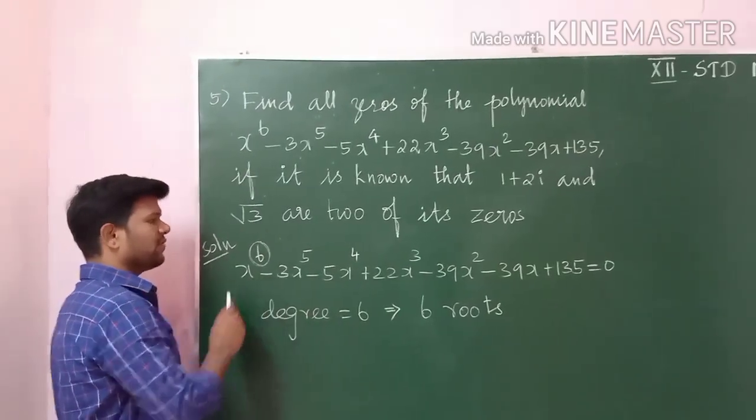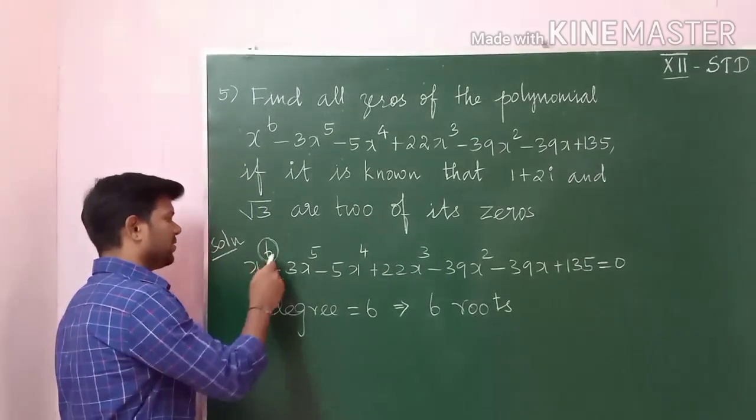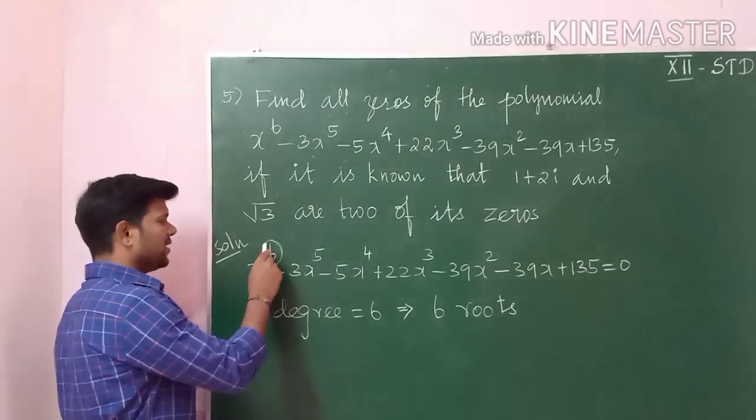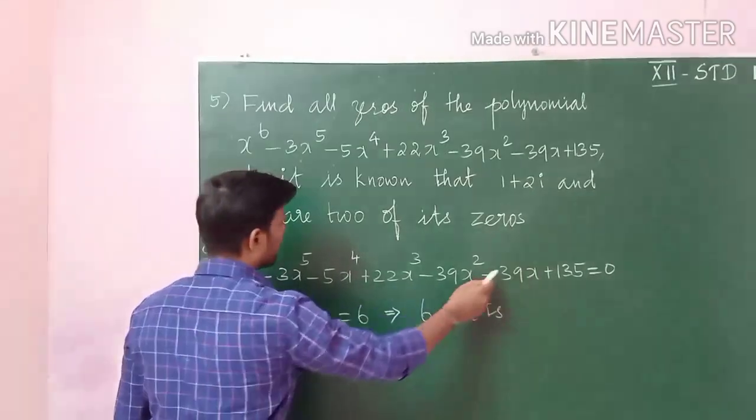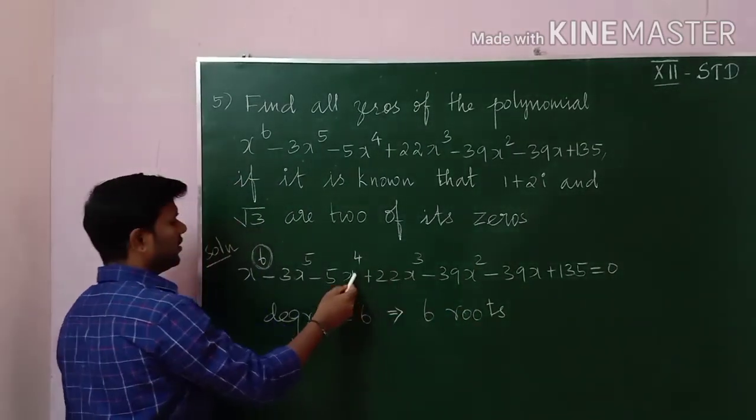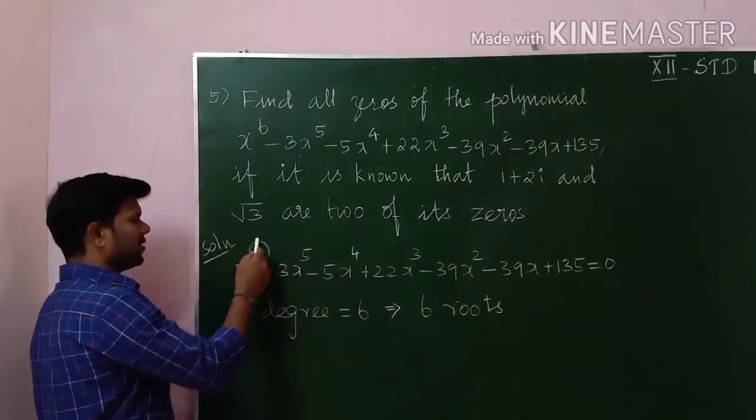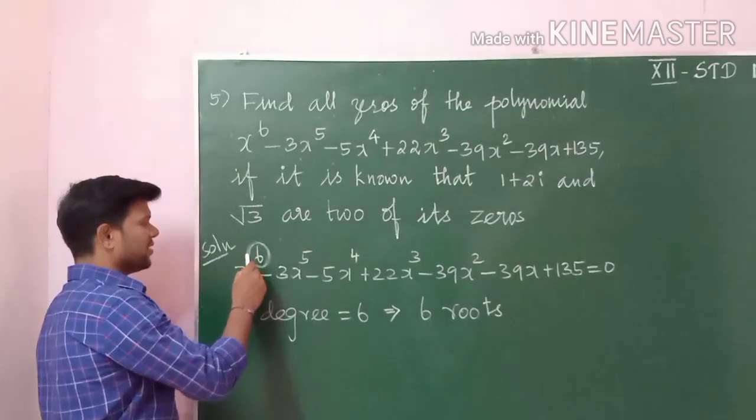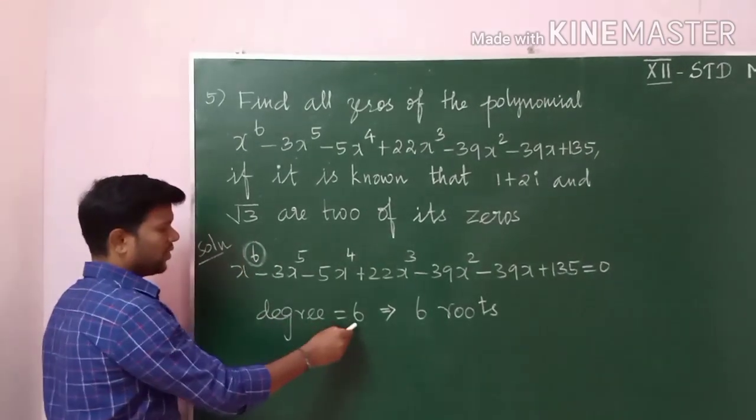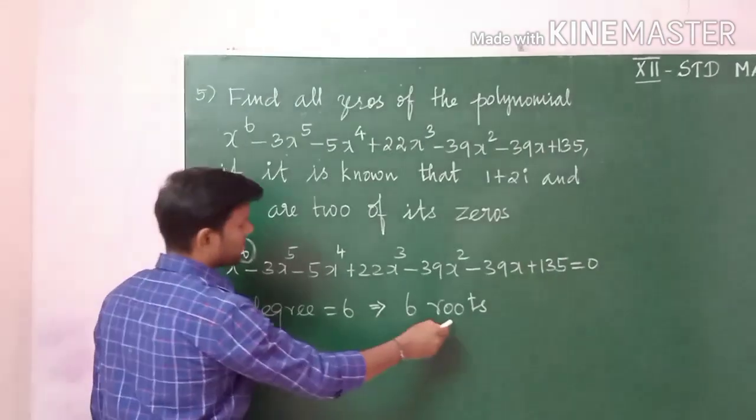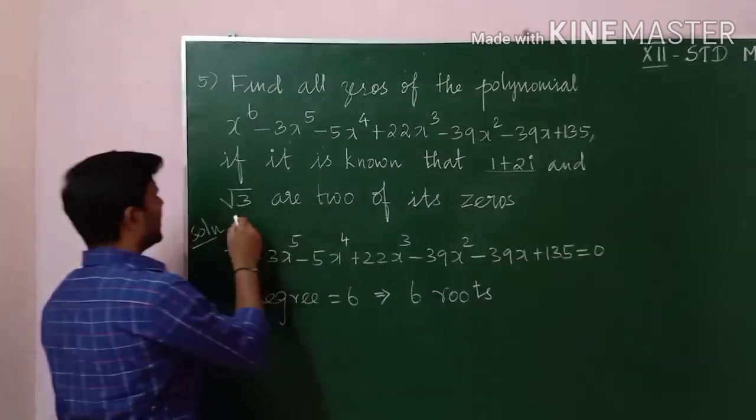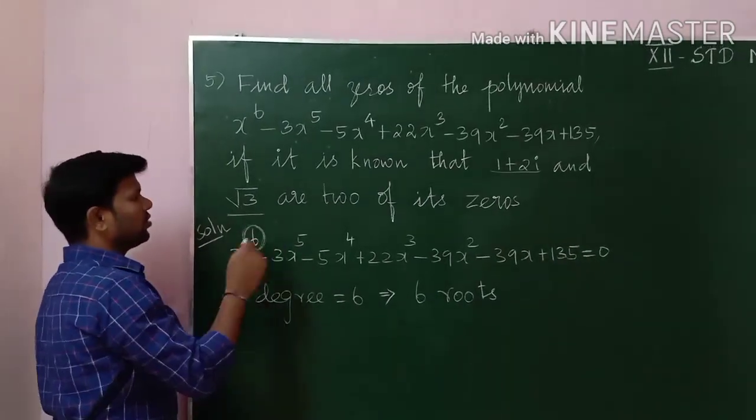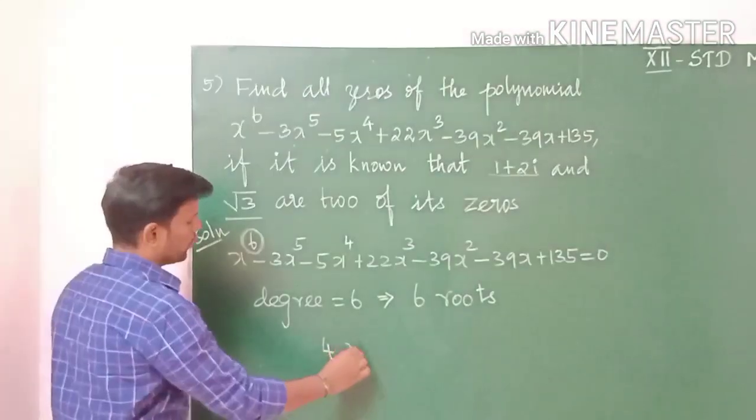So what is the degree of this polynomial equation? 6. Why 6? Because the highest power of x is 6. See that here the powers of x are 1, 2, 3, 4, 5, 6. So the highest power of x is 6, so degree is equal to 6. So we must get 6 roots. But here they have given only 2 roots, 1 plus 2i and square root of 3. So we have to find the remaining 4 roots.